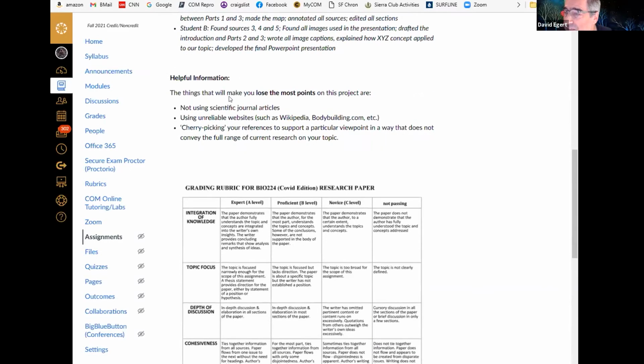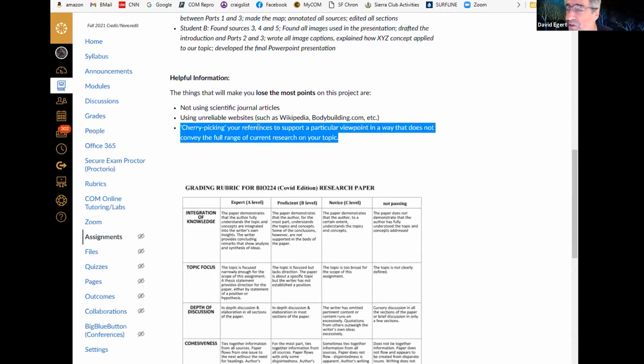Helpful information, things that will make you lose points: not using scientific journal articles, using unreliable websites, cherry picking your references. This is something I didn't show, but this actually did come up in some of the papers I was looking at, where people did not actually have examples that really reflected the real range of things out there. Because there's a lot of contradictory stuff. And we'll talk more about why that is in just a few moments.